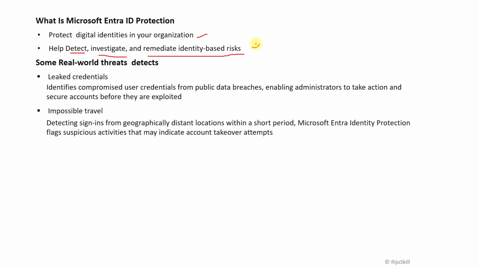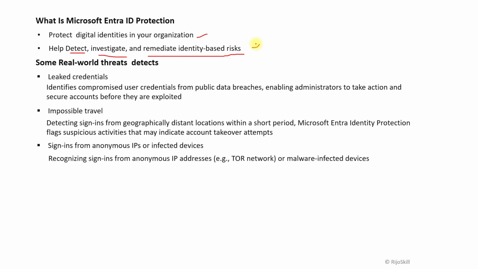Impossible travel: detects sign-ins from geographically distant locations within a short period. Microsoft Identity Protection flags the suspicious activity. For example, your user is located in India, but at the same time the same user is signed in from a different IP location. That is impossible travel. And sign-in from an anonymous IP: the same concept, recurring sign-ins from an anonymous IP address, VPN, Tor network, or malware-infected device. So this is a real-world scenario for identity compromise.